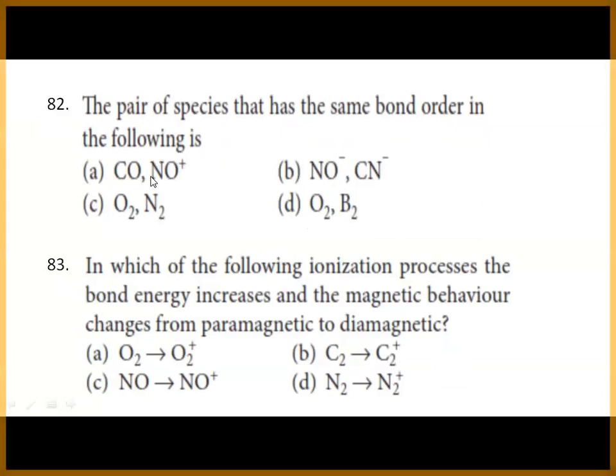Moving to the next question: the pair of species that has the same bond order in the following. Yes, again. So CO and NO plus, NO minus and CN minus, O2 and N2, O2 and B2. Again, these are just practice questions. You can write them and practice them. So I'm taking it again and again. CO and NO plus.